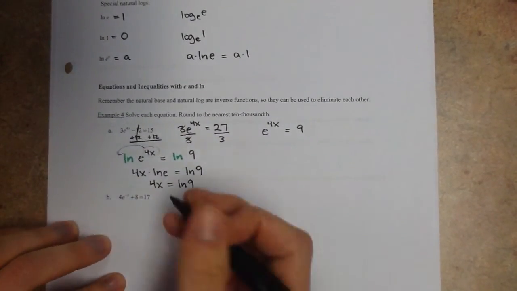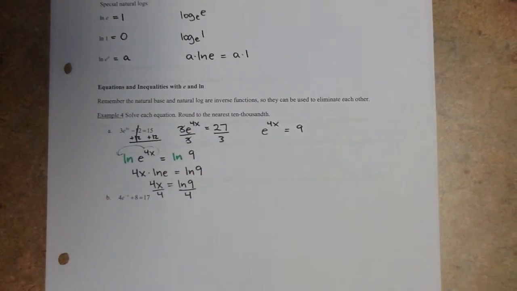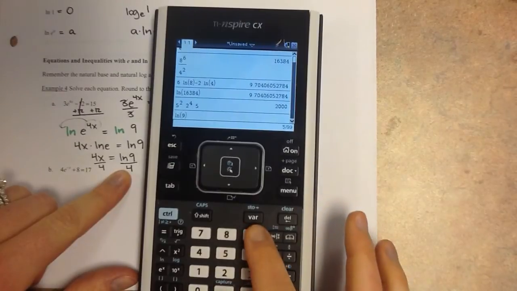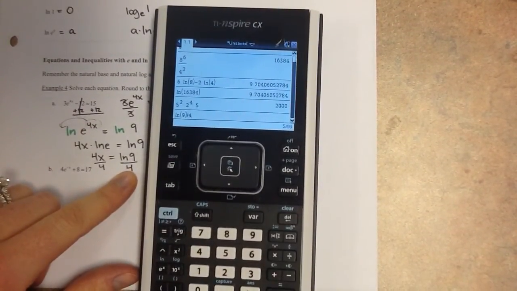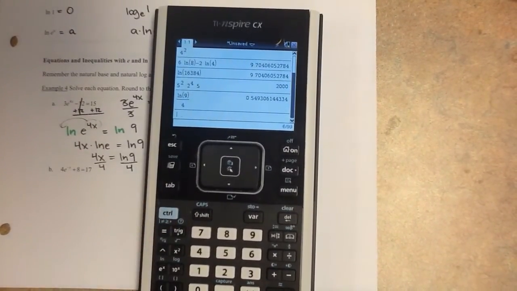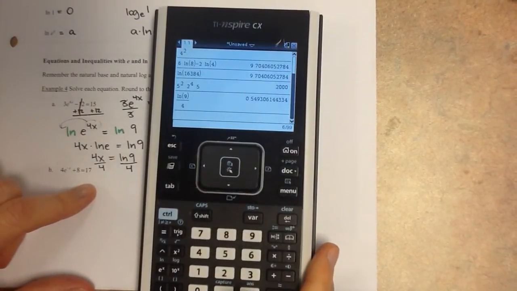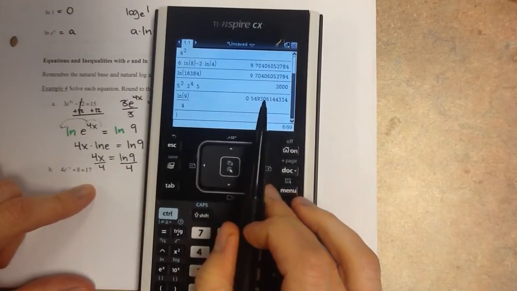Then the very last thing I'm going to do to get my x by itself is divide both sides by 4. Now be very, very careful here. Make sure you're taking the natural log of 9, whatever that is, closing off the parentheses, then dividing by 4. If you divide the 9 by 4, you'd get a very different answer. So this is my approximate answer. It said round to the nearest 10 thousandths, which means 4 decimal places. So 0.5493.